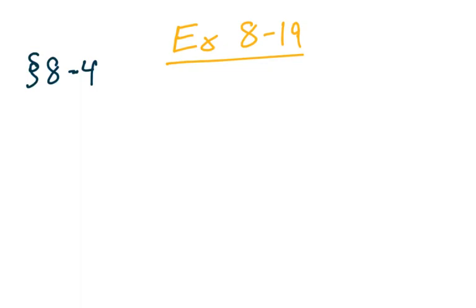Okay, so another example. This is 8-19, and here we have a slightly different situation going on, and there's a couple of things that are interesting. So let's go ahead and take a look at this example. This is on replacing $1 bills with $1 coins. So let's read the problem.